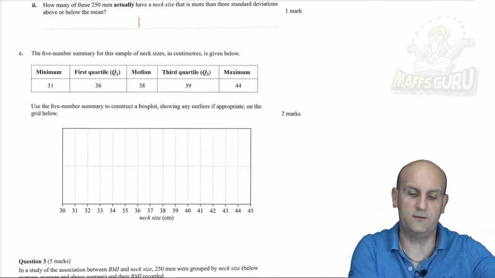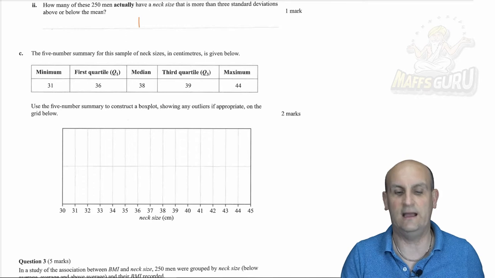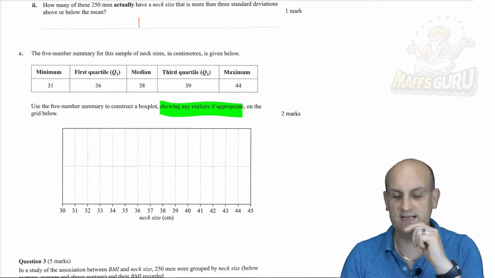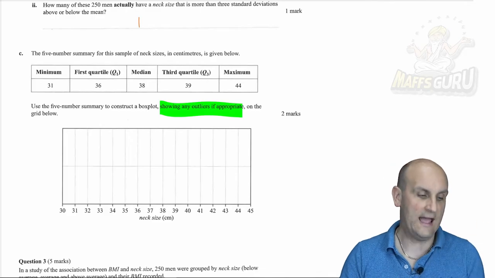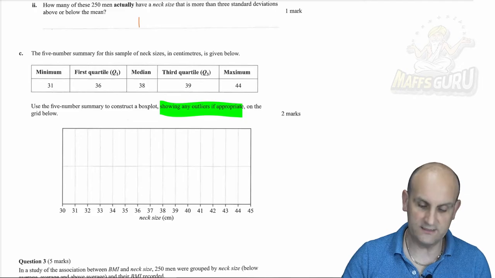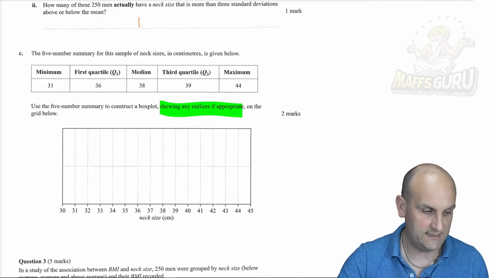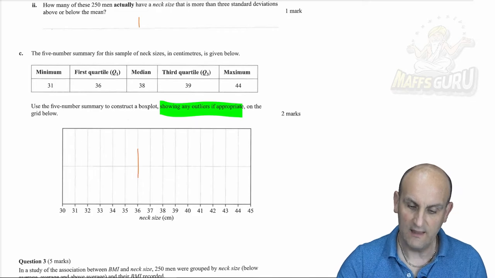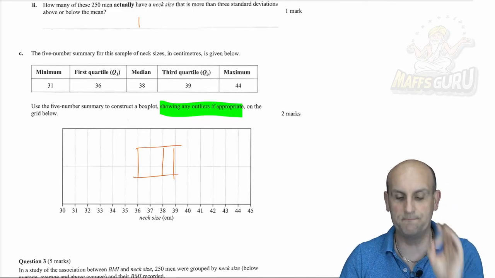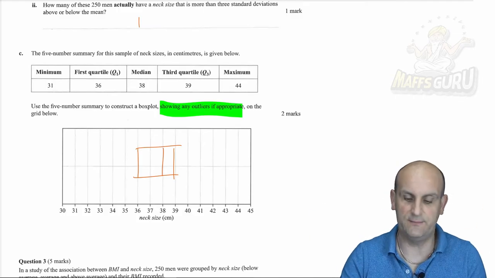Okay, use the 5-number summary to construct a box plot showing any outliers if appropriate. Again, to be honest with you guys, when I did this first, I missed that part of the sentence, and there are outliers in this. So first things first, if I draw this graph, I have my first quartile at 36, my third quartile at 39, and a median at 38. So I can draw that first section there, and you would have to draw this much, much better. You can have lines separated all of this.